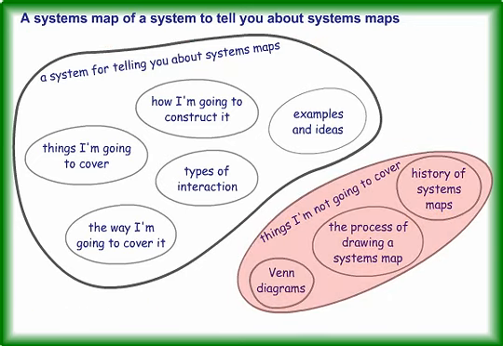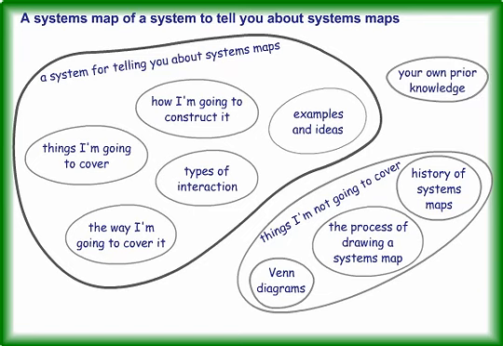In a systems map, the region beyond the boundary is known as the environment of the system. Components in the environment are not part of the system, but they may influence it, so it can be important to consider them. For example, your prior knowledge of systems maps, or of similar diagram forms, is likely to influence how you respond to this session.